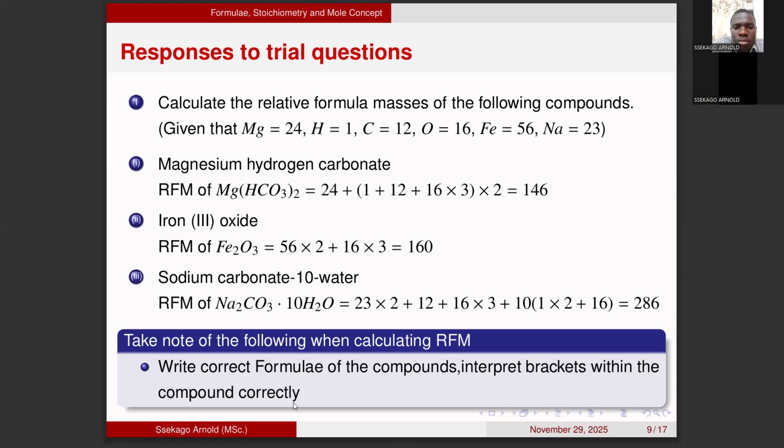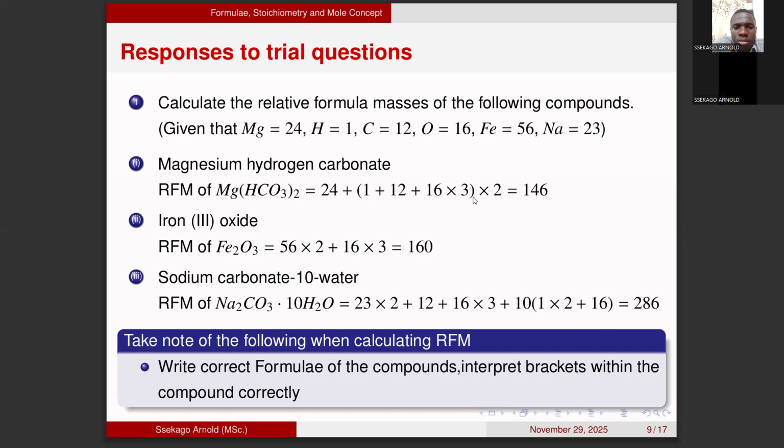Next, you have to interpret brackets within the compound correctly. Like here, I had to introduce brackets when feeding in relative atomic mass of hydrogen, and also when feeding in relative atomic mass of carbon, and also that of oxygen. I opened the bracket here, and I also closed a bracket here. So at times you will encounter items where you will be given the formula of a compound. So given the formula of a compound, you have to interpret that formula correctly so that you do not mess up with the item.